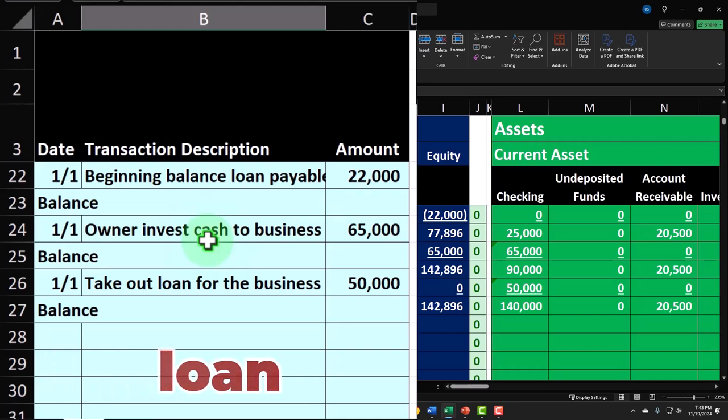Now, obviously, there are pros and cons to either of these methods. If we invest the money ourselves, then of course we're strapping our own cash, which we're investing and putting at risk in the business.